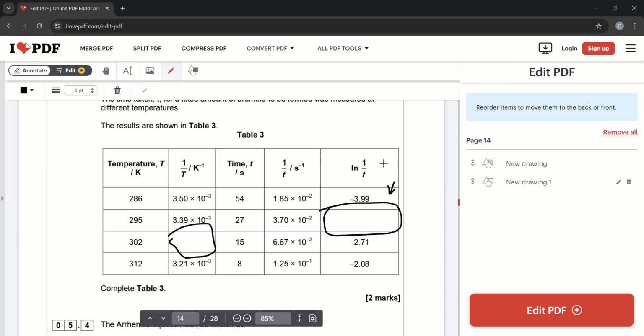So shift ln 1.85 times 10 to the power minus 2 will give you minus 3.99. So all it's going to be is shift ln 3.70 times 10 to the power minus 2, minus 3.30.